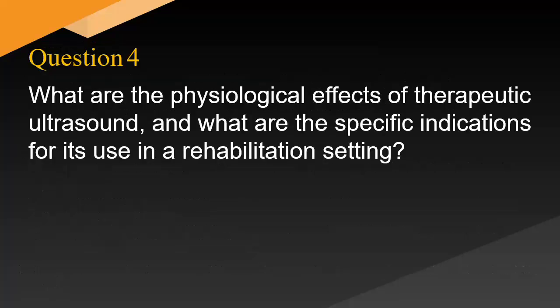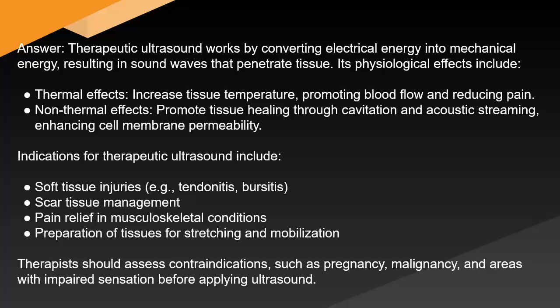What are the physiological effects of therapeutic ultrasound and what are the specific indications for its use in a rehabilitation setting? Answer: therapeutic ultrasound works by converting electrical energy into mechanical energy, resulting in sound waves that penetrate tissue. Its physiological effects include thermal effects: increased tissue temperature promoting blood flow and reducing pain. Non-thermal effects: promote tissue healing through cavitation and acoustic streaming, enhancing cell membrane permeability.